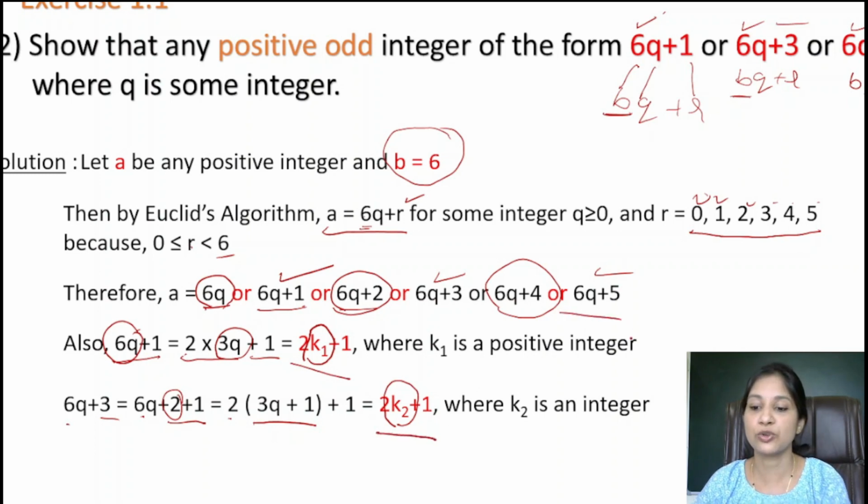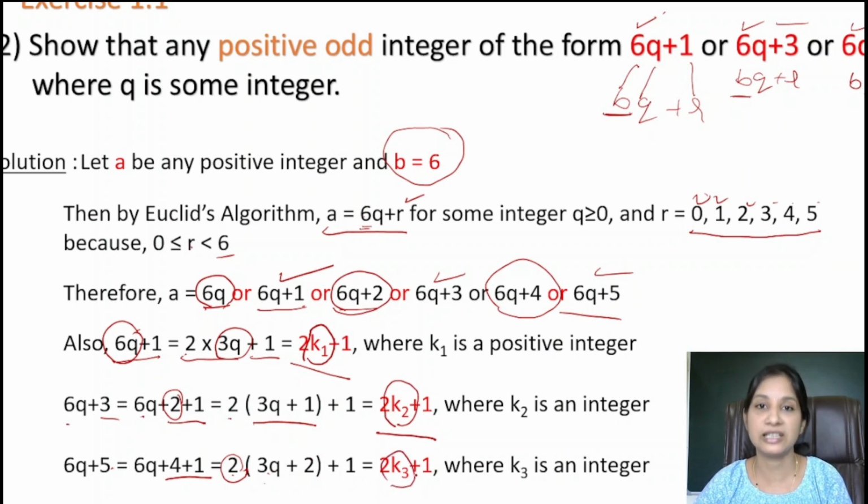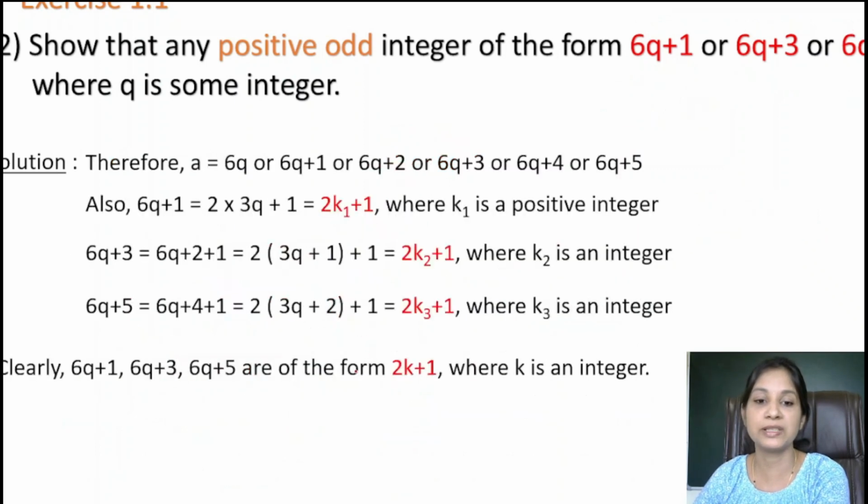Let us go for 6q plus 5. Here 5 can be written as 4 plus 1. Again you can take out 2 as common, and you will get 2 into 3q plus 2, plus 1. So here 3q plus 2 is k3, some positive integer. Again you represented 6q plus 5 as 2 times some positive integer plus 1. In all the cases you represented it in the form 2k plus 1.